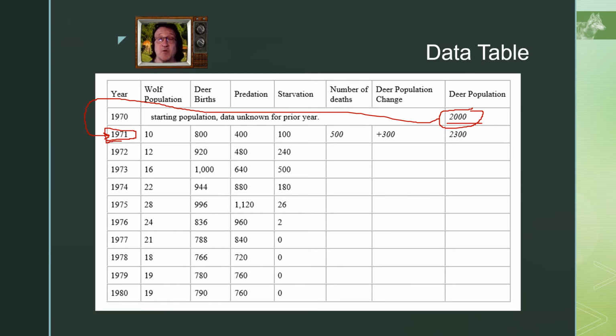So let us now work out 1971. Just right now, keep in mind there are 10 wolves. Just keep track of that information. You'll need to know that later when you're graphing the wolves.